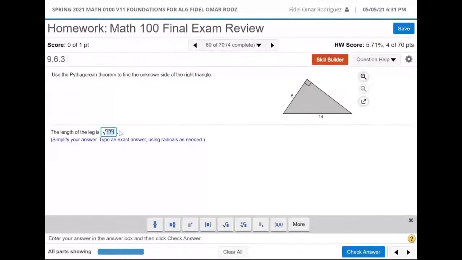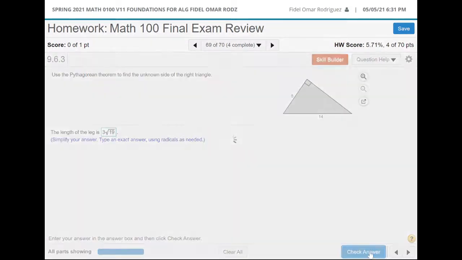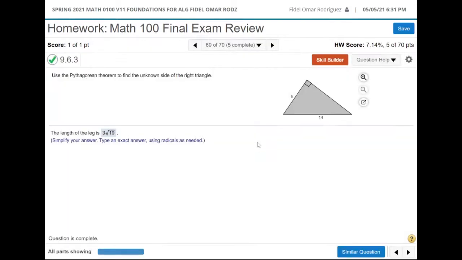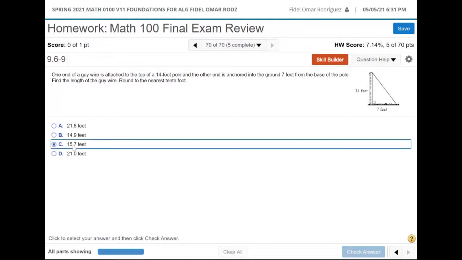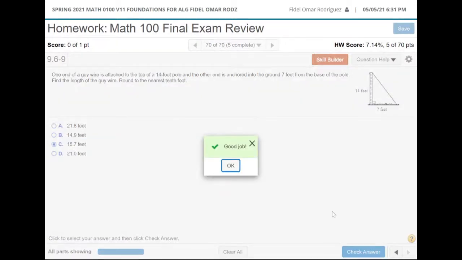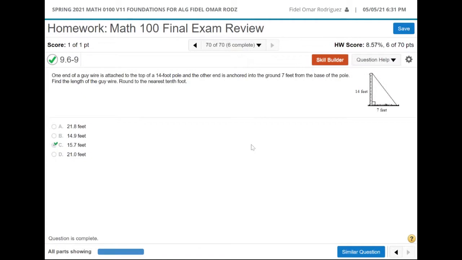Okay, so I'm going to clean this up right here. Let me get rid of all this business, and I'm going to type in 3, and then hit my square root button, and I'm going to go 19, and check my answer, and we got it done. Okay, and then I think for the next one, we came up with 15.7. So we'll check our answer. We got that one done.